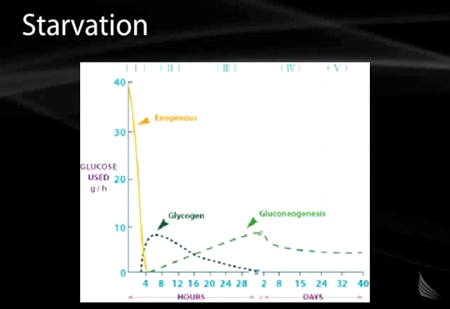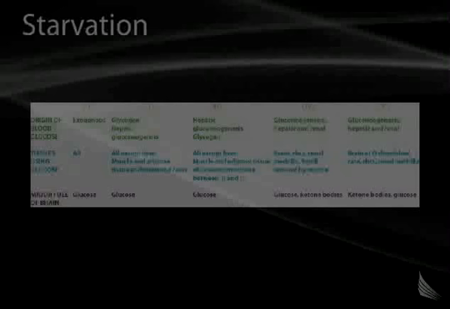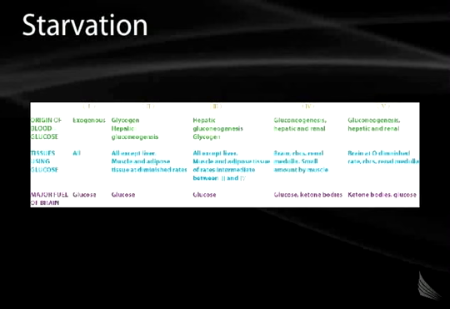After that, we have to start relying on gluconeogenesis. And remember, gluconeogenesis uses glycerol, amino acids, and lactate, all of these things as substrates. As time goes on, the amino acid component becomes more and more prominent. And this is just indicated again in stages in this chart.